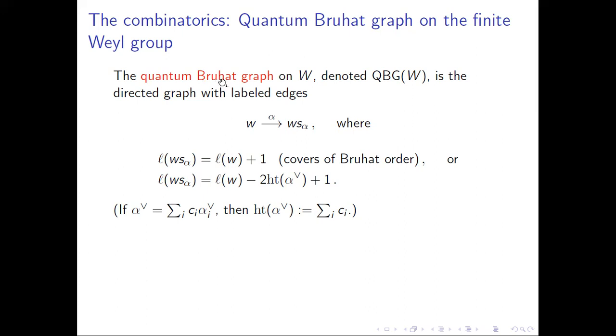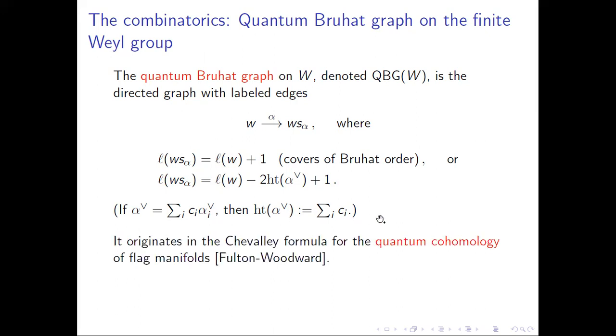by adding extra edges. So again, W is the finite Weyl group, and the graph has labeled edges from some element w to w s_alpha. s_alpha is some arbitrary reflection corresponding to, let's say, a positive root alpha. And you have such an edge whenever the length increases by 1 upon this right multiplication. So these are the covers of the Bruhat order. Or the length decreases by a large amount. So this is twice the height of the coroot minus 1. And the height you just get by expressing the coroots in terms of the simple coroots and summing up the coefficients.